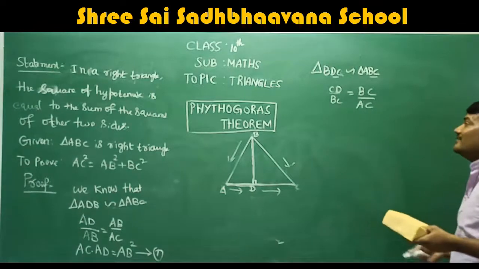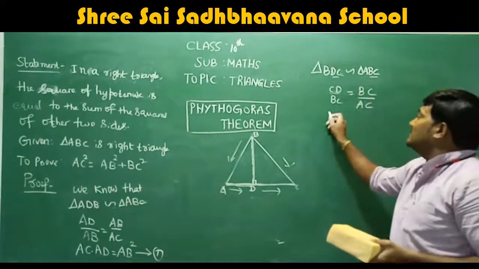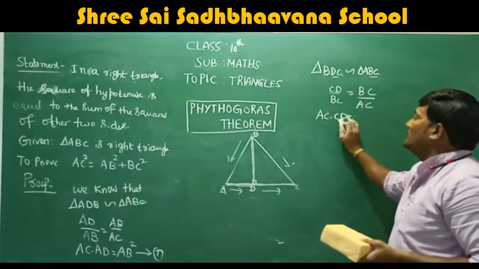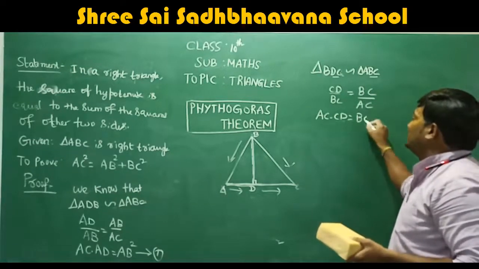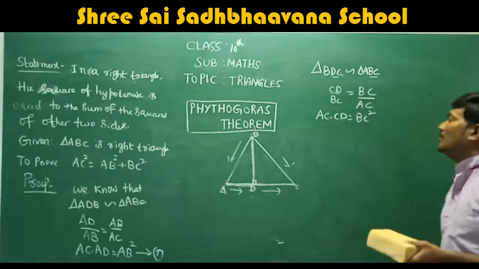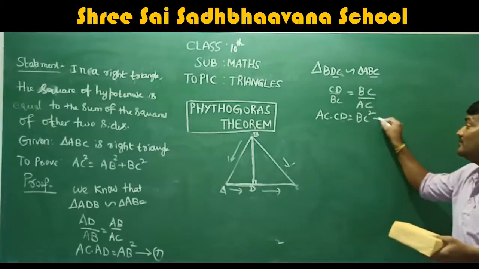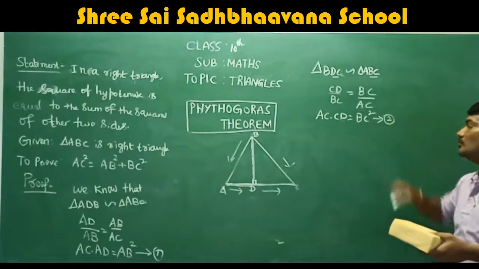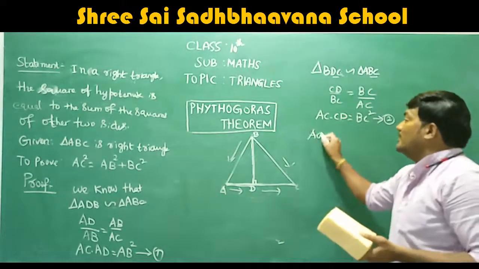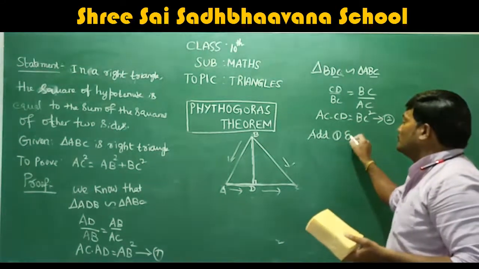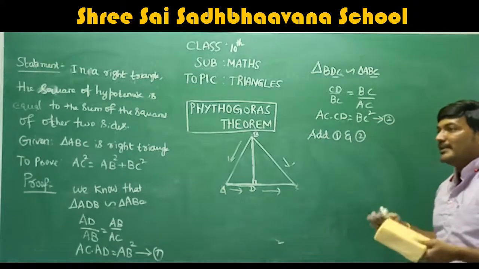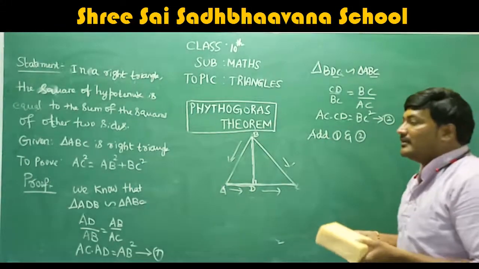So CD by BC is equal to BC by AC. Just cross multiply. AC into CD is equal to BC into BC, BC square. So BC square equals CD into AC. You take this as equation 2. This theorem is very simple. If you understand, add 1 and 2. Equation 1 and equation 2, we are adding. Adding means we have to add LHS and RHS.